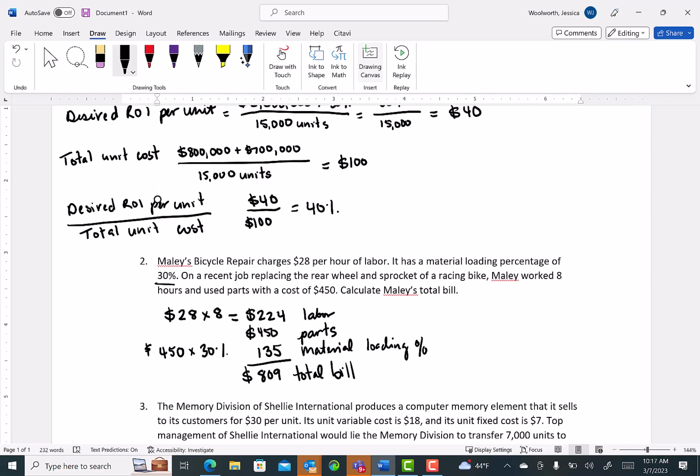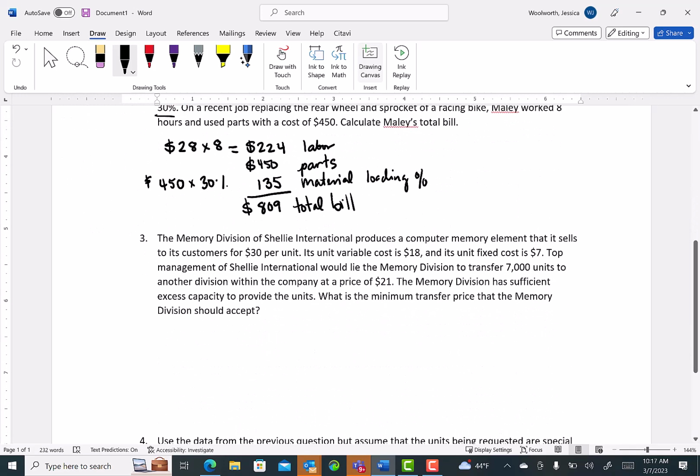Alright, next let's look at determining the minimum transfer price. So we have different departments or divisions within a company, and we're going to be transferring product from one to another. What should we charge? So the memory division of Shelly International produces a computer memory element that it sells to its customers for $30 per unit. Its unit variable cost is $18, and its unit fixed cost is $7.